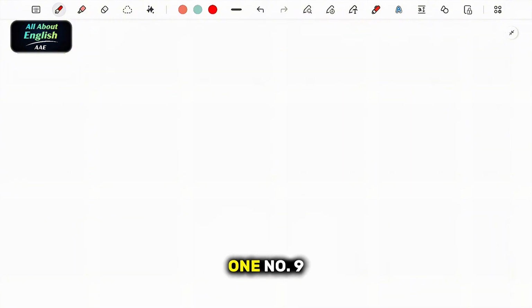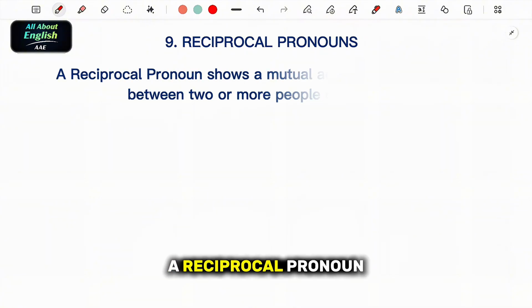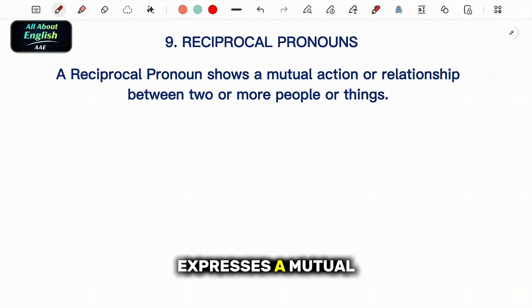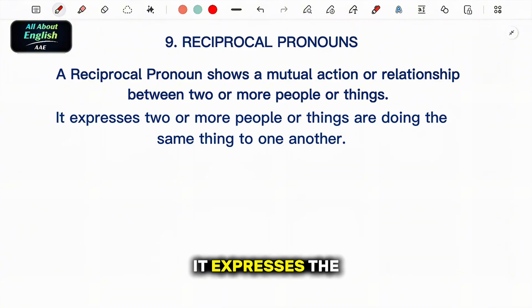And the last one, number 9, reciprocal pronouns. A reciprocal pronoun expresses a mutual action or relationship between two or more people or things. In other words, it expresses the idea that two or more people or things are doing the same thing to one another.